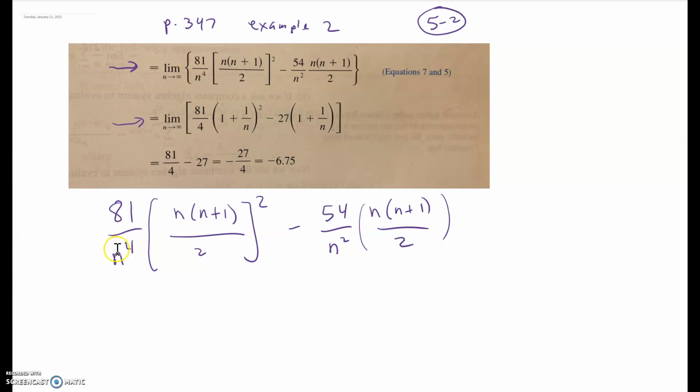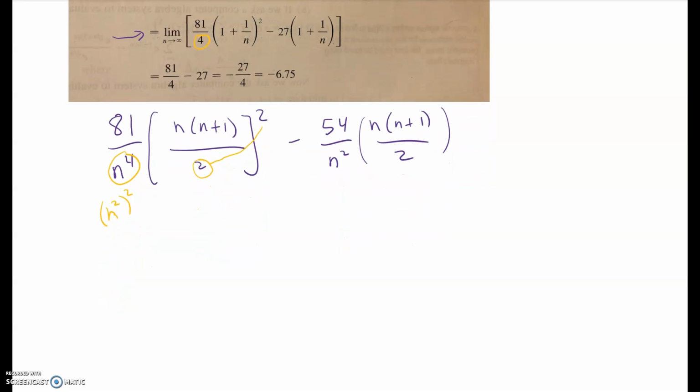So first of all, this n to the fourth, you can get clever with that, and you can write that as n squared squared, so that we have the square there matching up with the square there. And then this square, you have a fraction, so they square the 2 because it's 2 squared, which gives you that's where the 4 comes from, right there. But they don't square the n plus 1. So here's what they do with that first term.